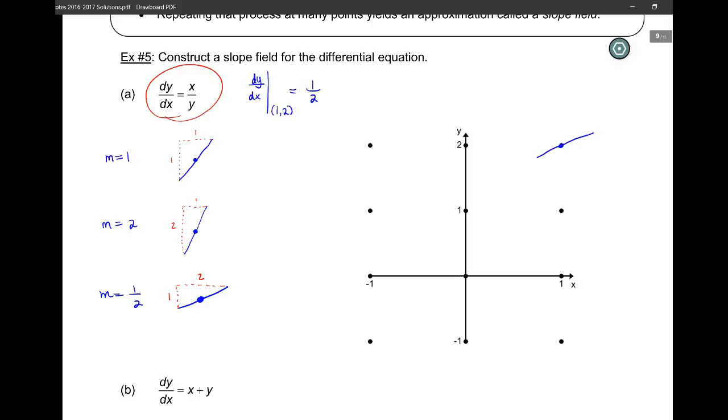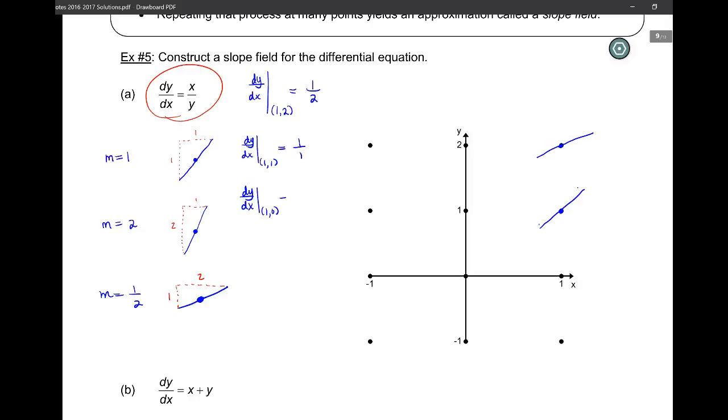Let's look at the one right below that at (1, 1). So dy/dx at (1, 1) is going to be 1 over 1. Again, you want to try to picture, like if I were to make a triangle, you'd kind of want to make an isosceles right triangle there. It doesn't have to be perfect. You just want to look at, this one has to be more steep than the one above it.